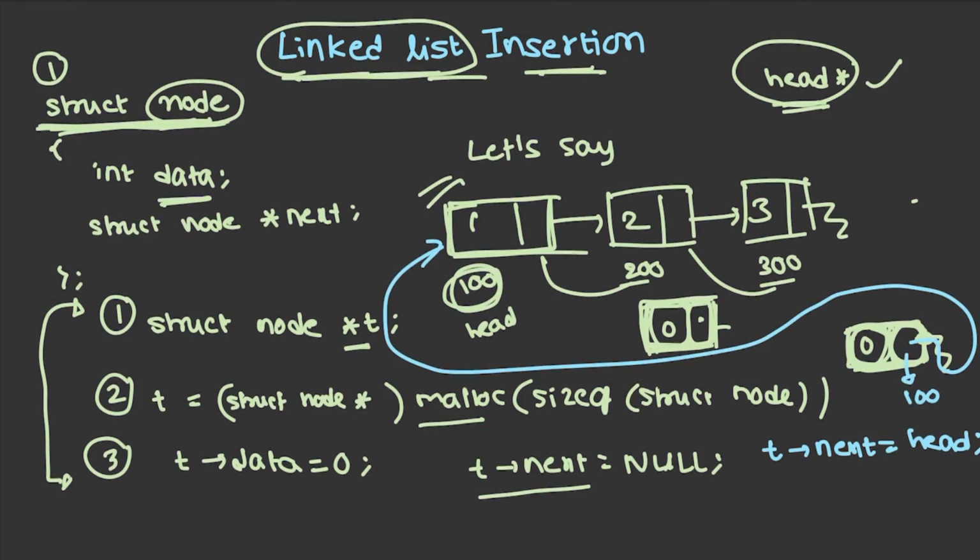After this, I need to change the head. We know that head is always the first node. This is T as of now. So head has to be changed to T. After doing these steps, we have added 0 to the list. Now the list is as follows.